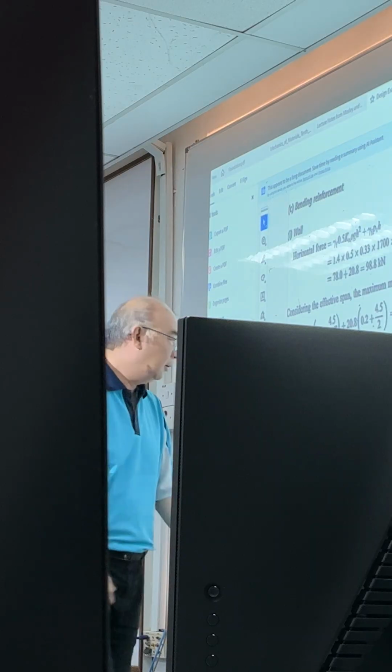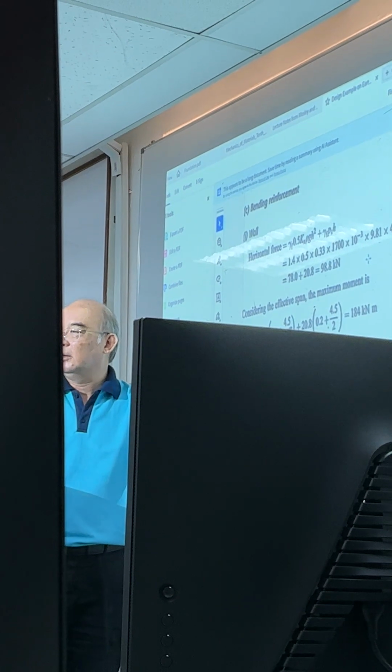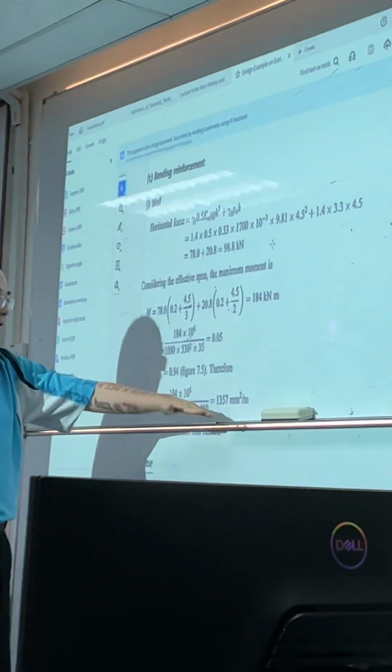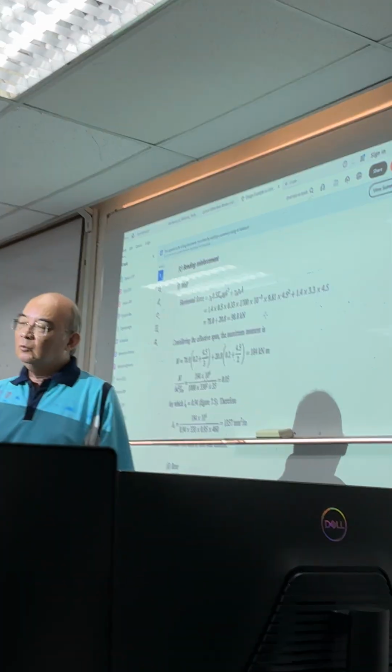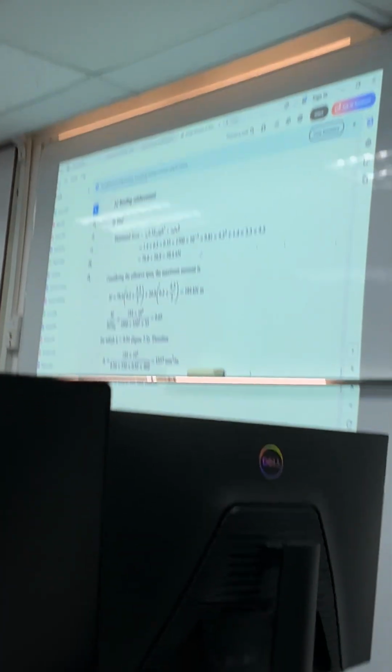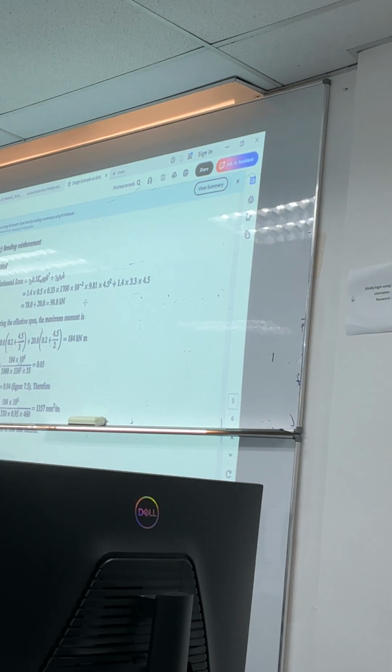Then you just go through and you find that As is equal to 1357 millimeter squared per meter. So this is up to the design part. Then you have to ask yourself, should I use a T12, T10, T16? Different diameter, we have different spacing.